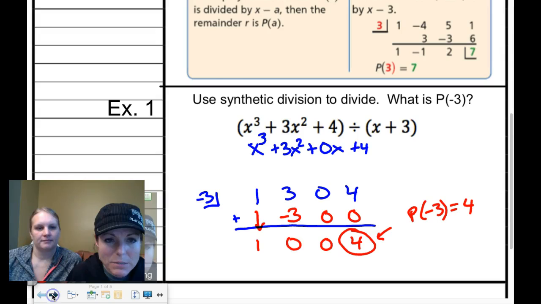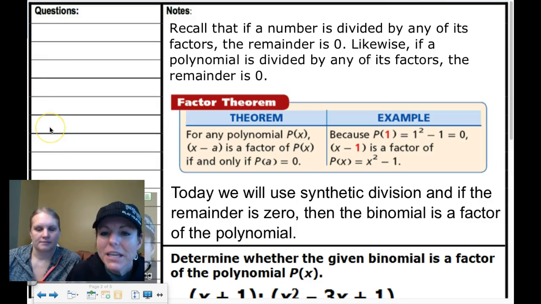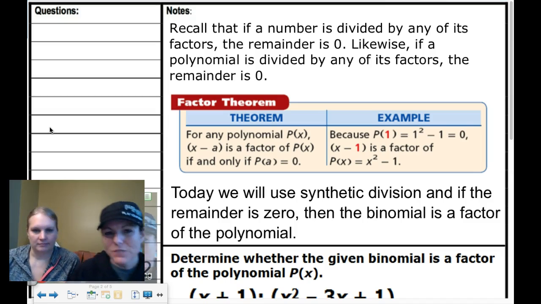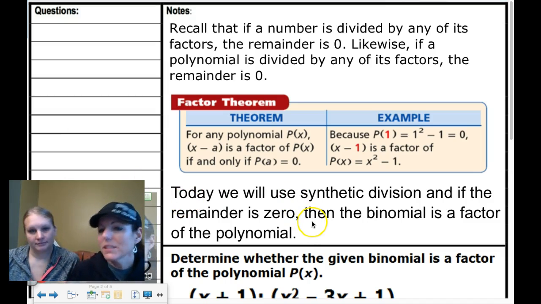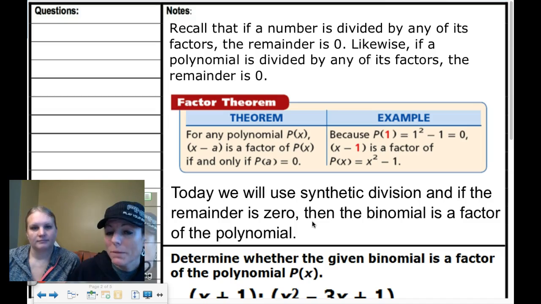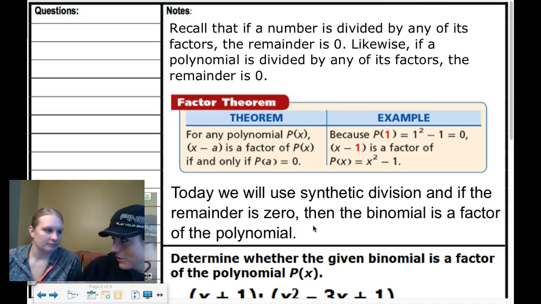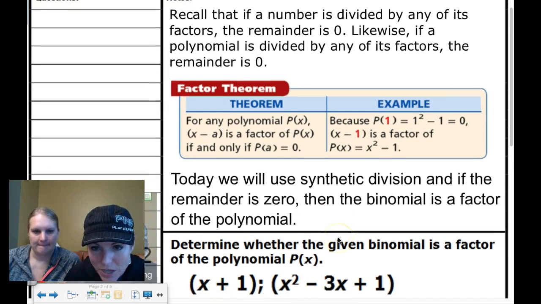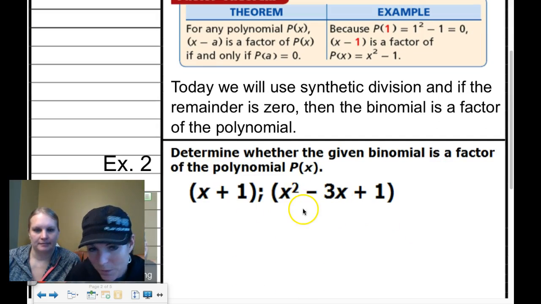I'm going to scroll to the next page. Okay, here's the factor theorem. I kind of jumped ahead in a screen before. I apologize for that. And the factor theorem basically states if you use synthetic division and your remainder is 0, then the divisor is a factor of the dividend, or the polynomial. Okay? Got it. Here we go.